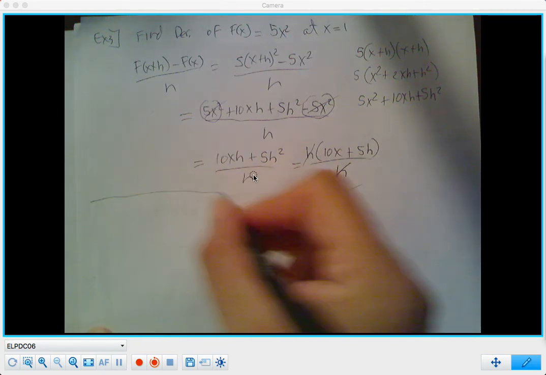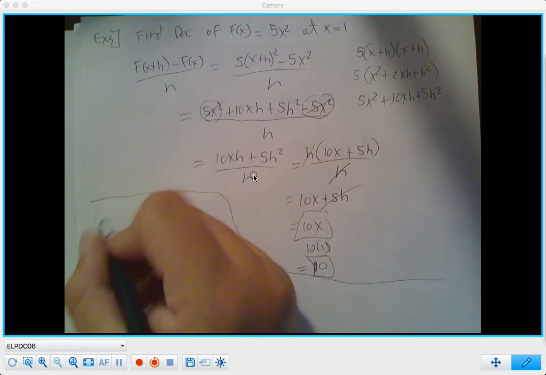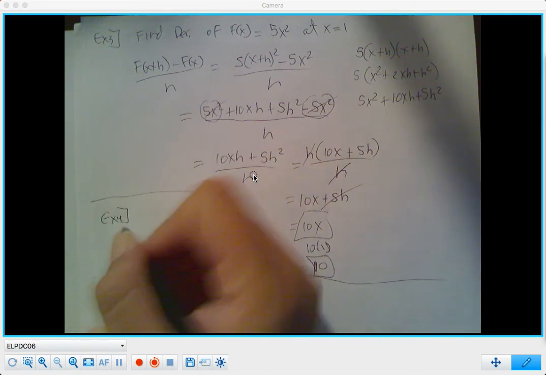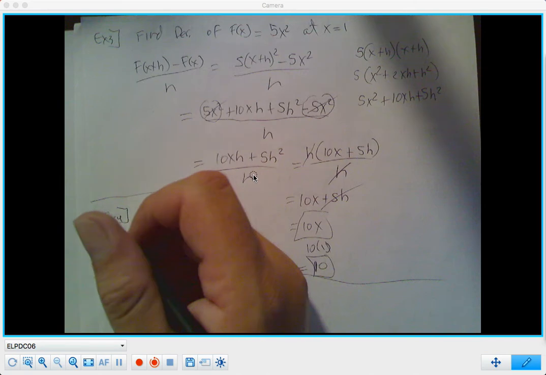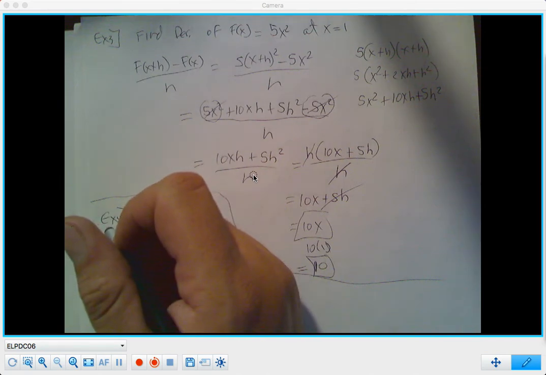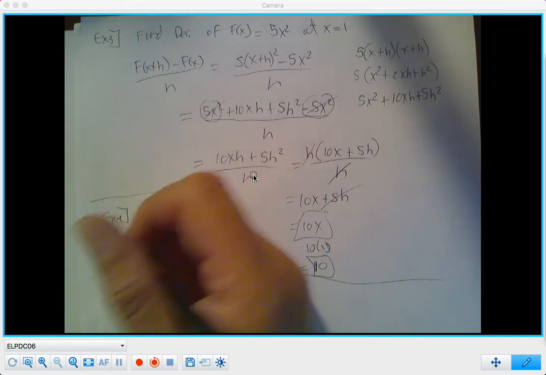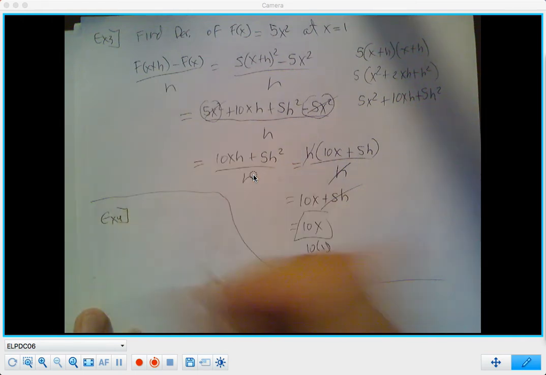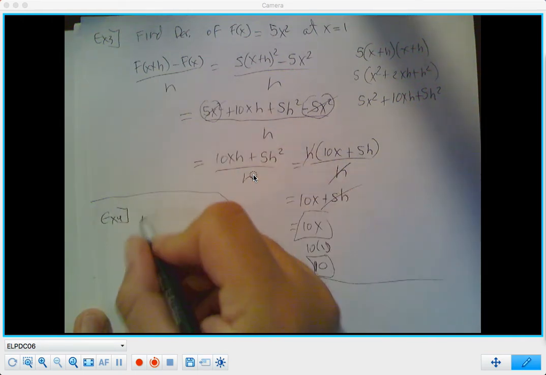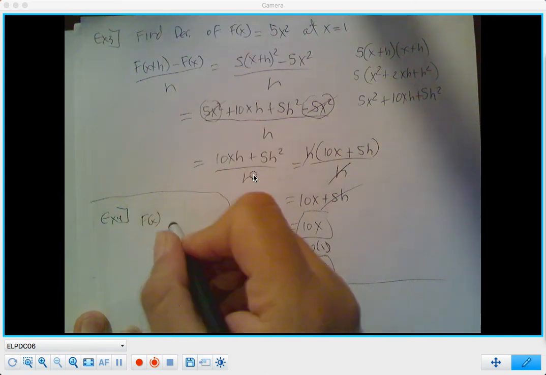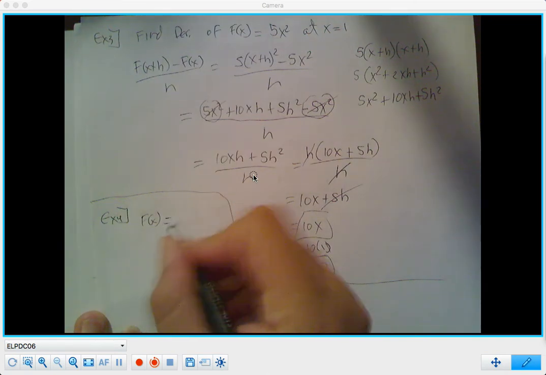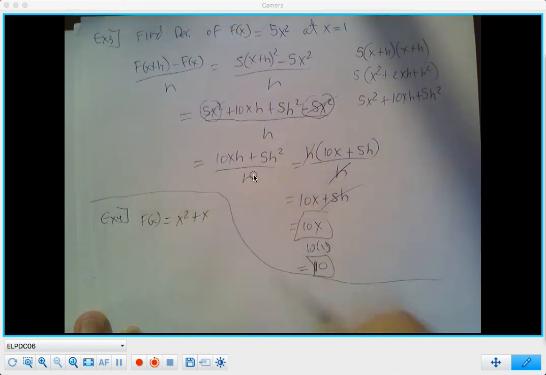Let's do another one. Example 4. Let me do one that is a little bit more fun to do. Okay, I have this one. So again, find the derivative. I'm just gonna put the function f of x equals x squared plus x.